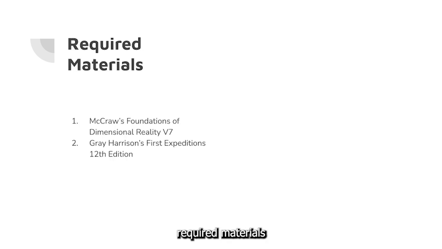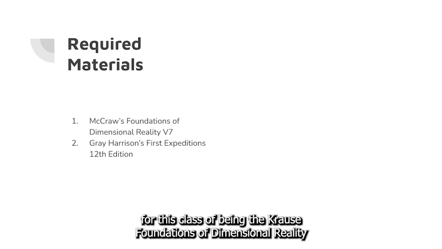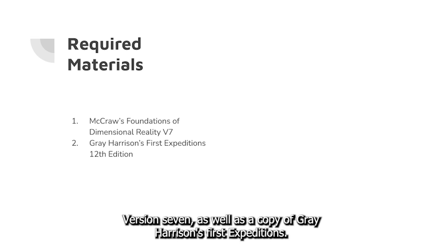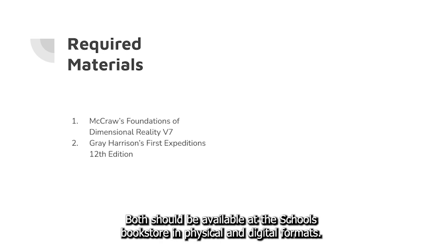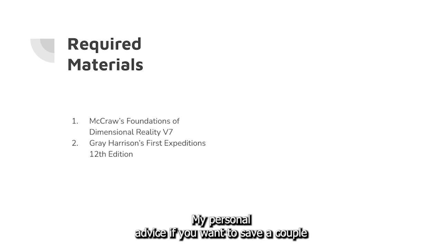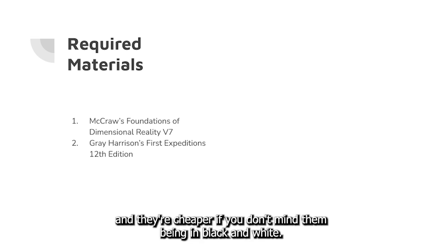The required materials for this class will be McCraw's Foundations of Dimensional Reality, version 7, as well as a copy of Gray Harrison's First Expeditions, ideally the 12th edition. Both should be available at the school's bookstore in physical and digital formats. My personal advice, if you want to save a couple coins, interplanetary versions are available online, and they're cheaper if you don't mind them being in black and white.